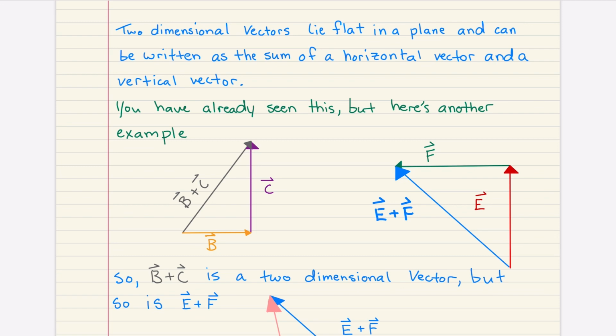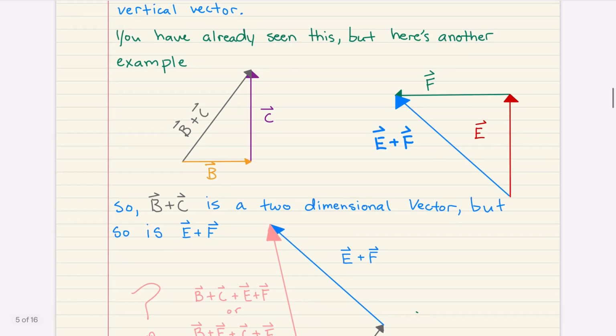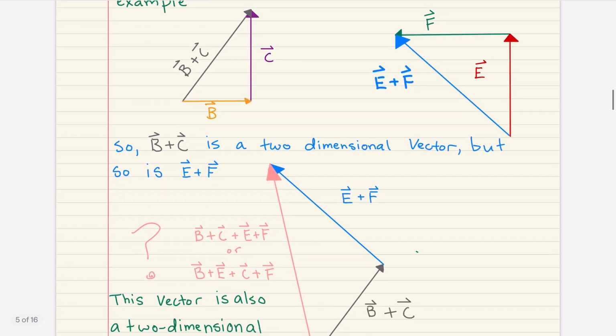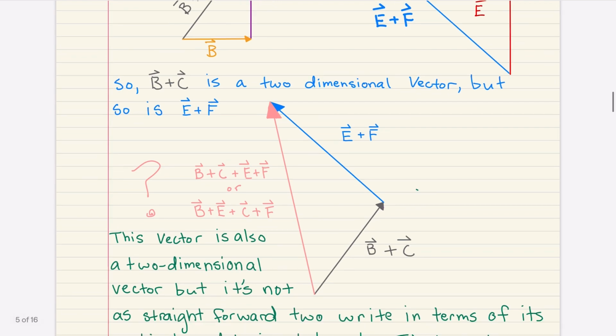So you've already seen this, but of course, here are two more examples. B plus C is a two-dimensional vector made up of B and C, and E plus F is another two-dimensional vector made up of vectors E and F, all right? So, of course, B plus C is a two-dimensional vector, but so is E plus F, and we can actually add these two together, all right? We can actually add two two-dimensional vectors together to get another two-dimensional vector, all right?